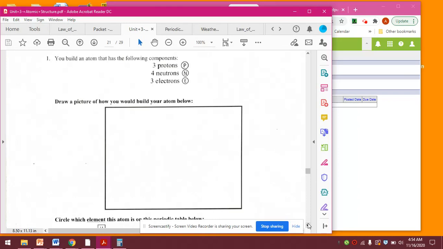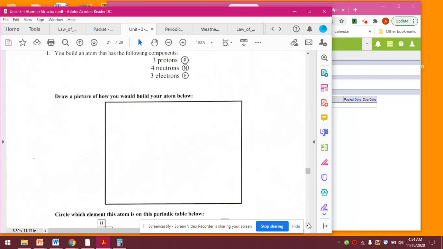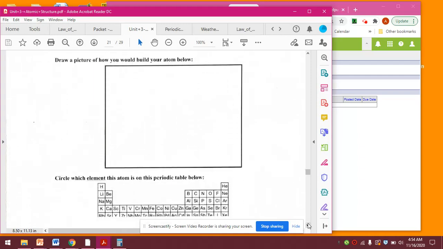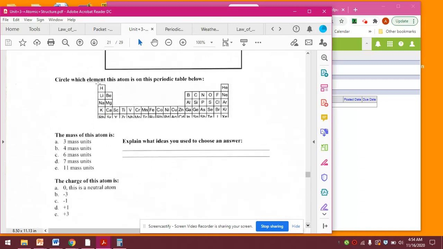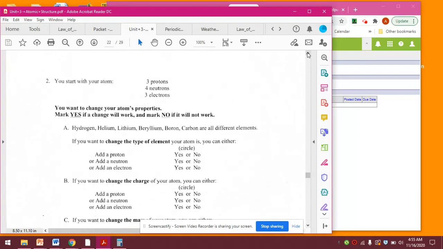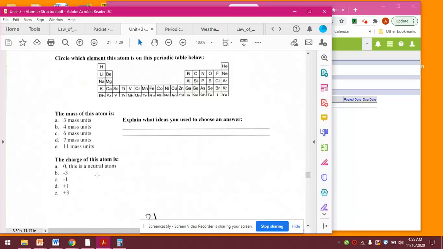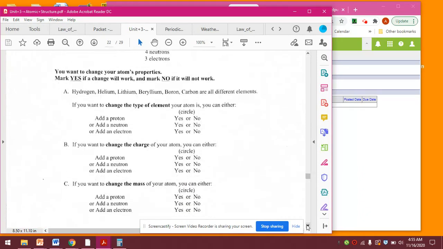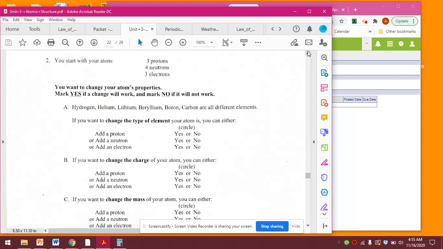Make sure you put P's in there so I can tell that those are the protons. And then 4 neutrons, those should also go in the middle. And then your electron should be somewhere around the outside. And then you're going to circle the element on the periodic table that example matches up with. So which one of these is it? And then you're going to figure out the mass of the atom that you drew and explain what you used to get your answer. Figure out the charge of that atom based on your number of protons and electrons.